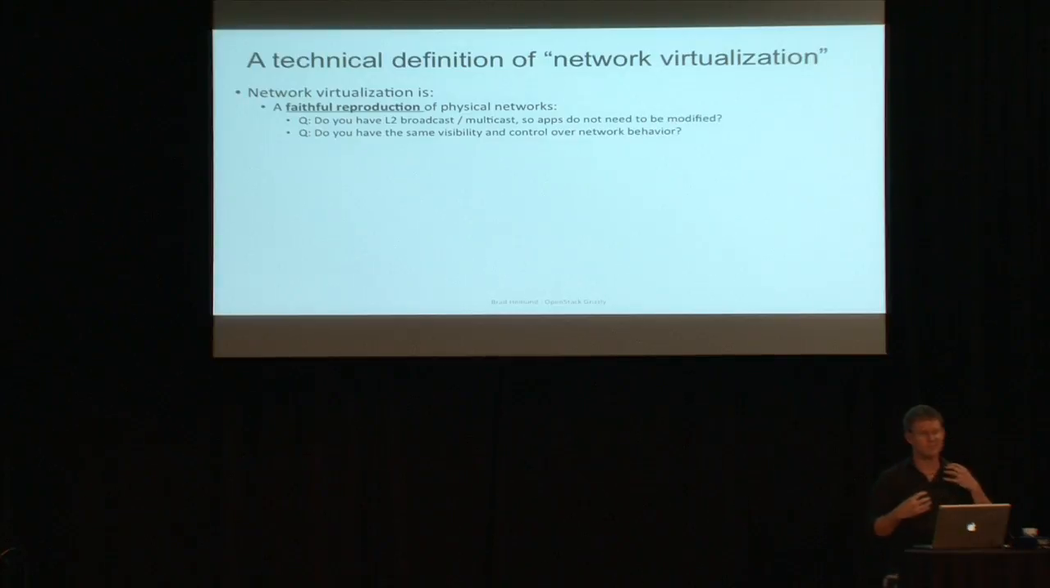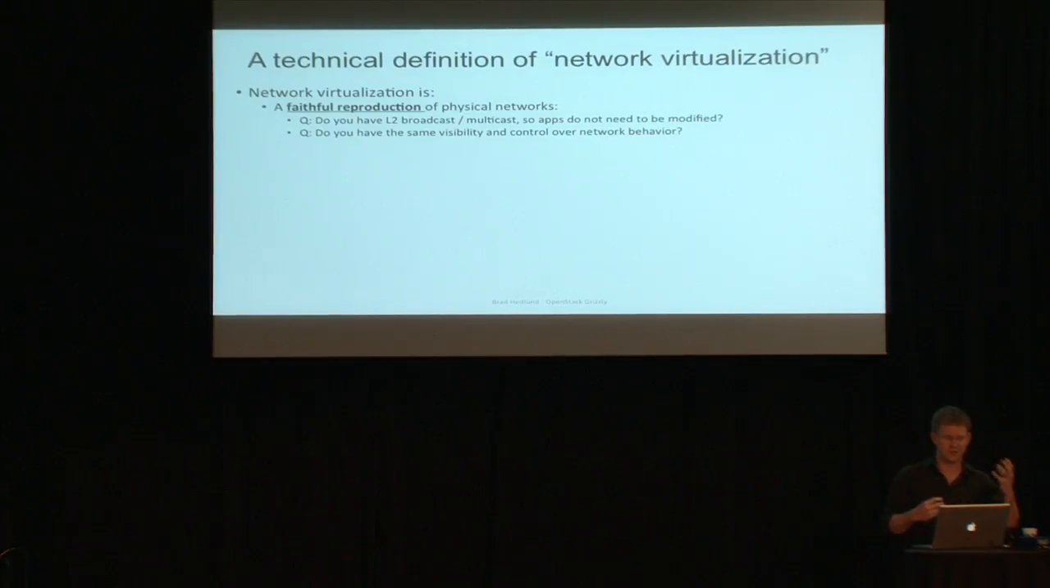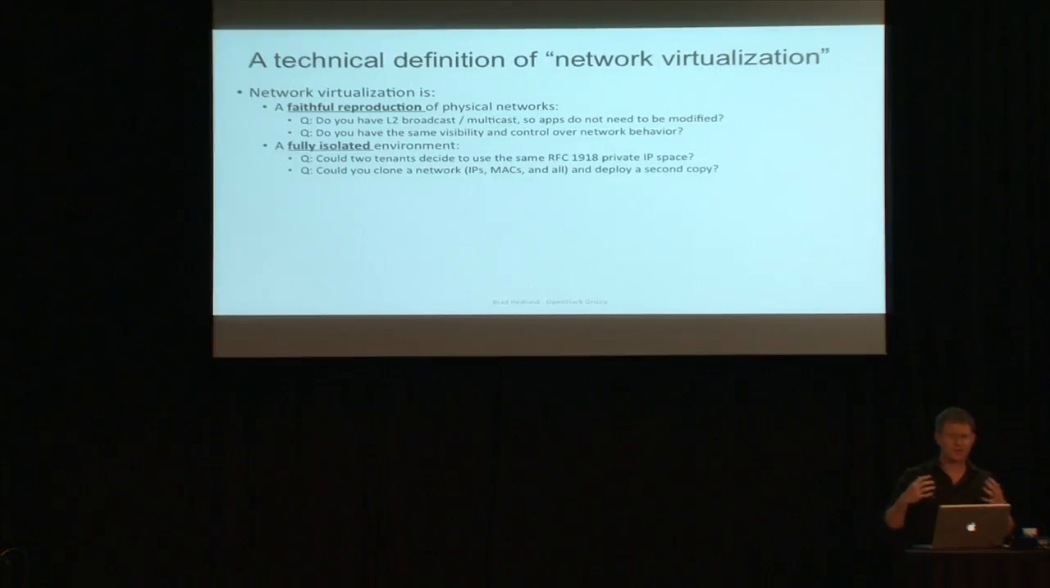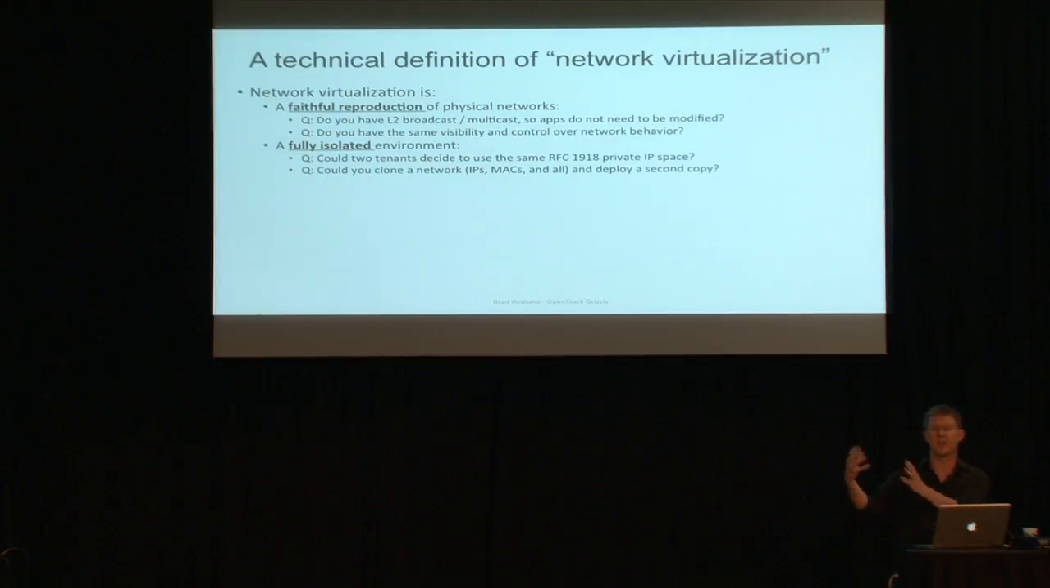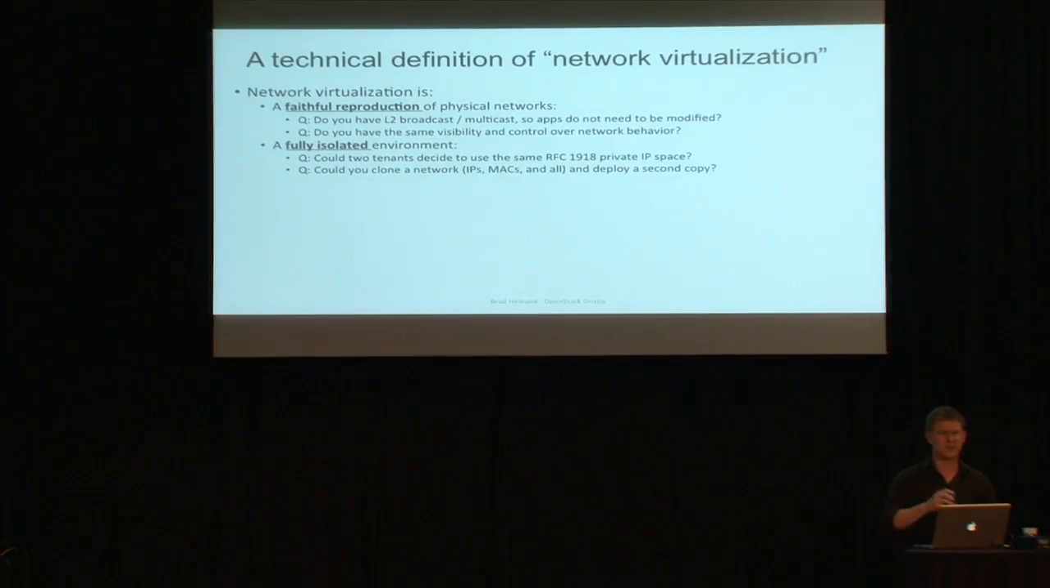Just like an OS workload can't tell the difference between being on a physical CPU and a vCPU. You have to be fully isolated, just like a virtual machine has memory that it can't possibly address the memory of another VM. You need full isolation so that no network might address another tenant's network, or even two tenants could use overlapping addresses. Could you basically take one network environment and just clone and deploy another?